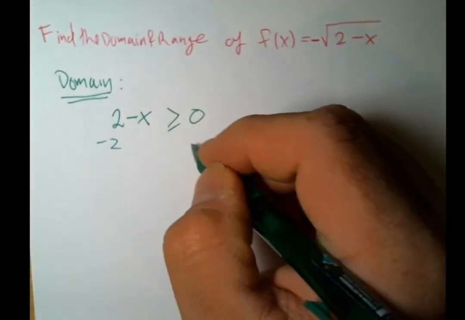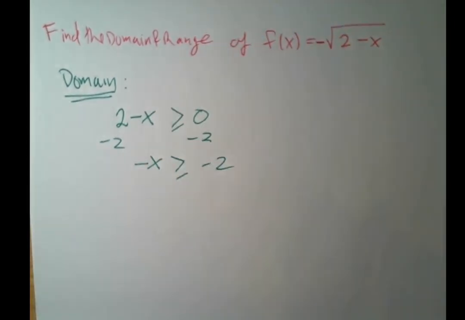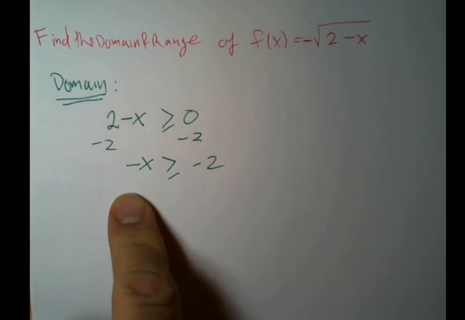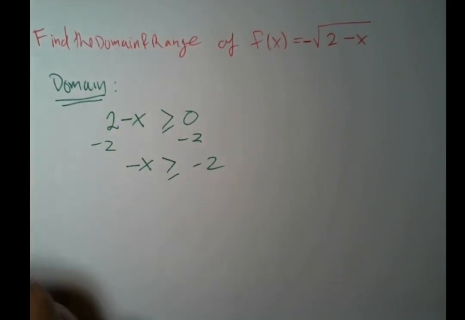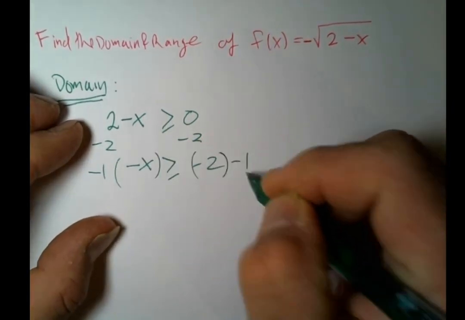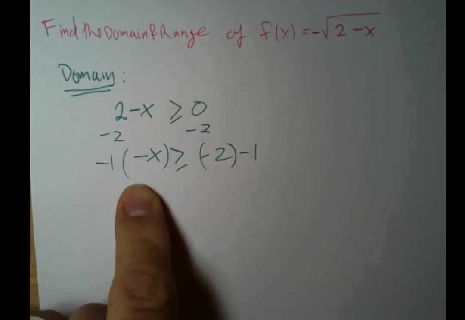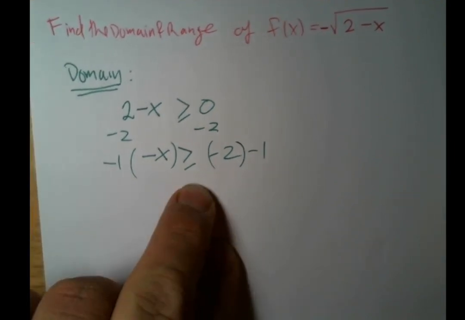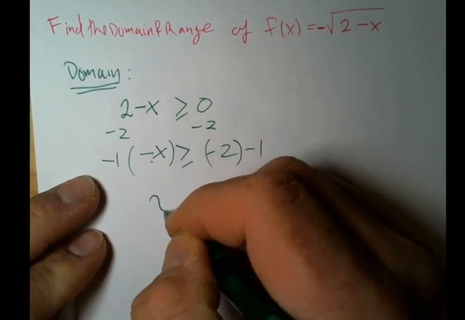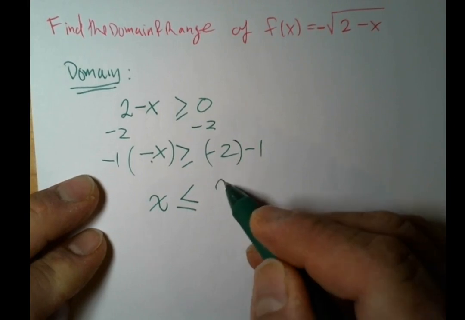So subtract 2, and we get negative x greater than or equal to negative 2. All right, but I'm not looking for negative x. I'm looking for x. So what I'll do next is multiply both sides by negative 1. Now here we do have to be careful when dealing with inequalities. Multiplication by a negative is going to turn my inequality around. So this becomes positive x, but now instead of greater than, it's less than or equal to 2.